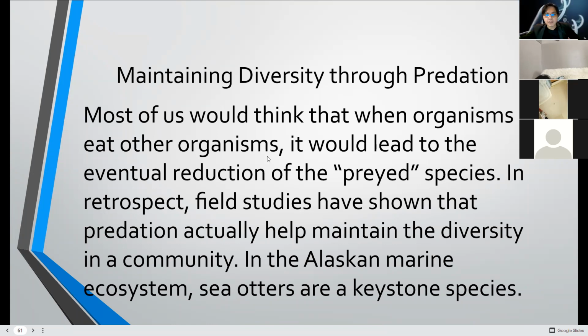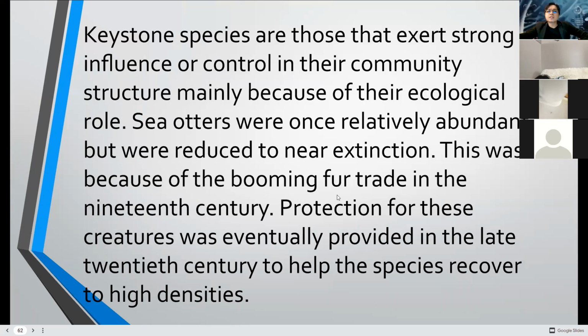In the Alaskan marine ecosystem, sea otters are known as keystone species. Okay. Let's take a look at what a keystone species is. Keystone species are those that exert strong influence or control in their community structure, mainly because of their ecological role. Sea otters were once relatively abundant but were reduced to near extinction. This was because of the blooming fur trade in the 19th century. Protection for these creatures was eventually provided in the late 20th century to help the species recover high densities.